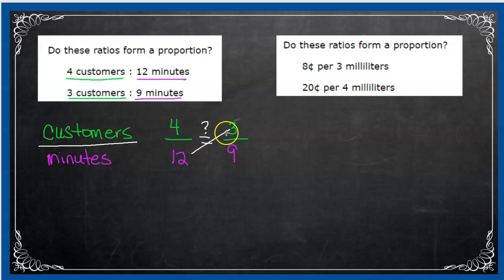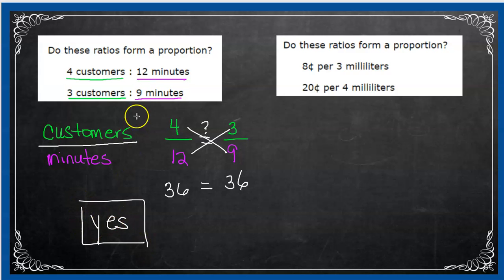So 12 times 3 is 36. 4 times 9 is 36. 36 equals 36. So the answer would be yes, this does form a proportion. So that would be the answer to that one.